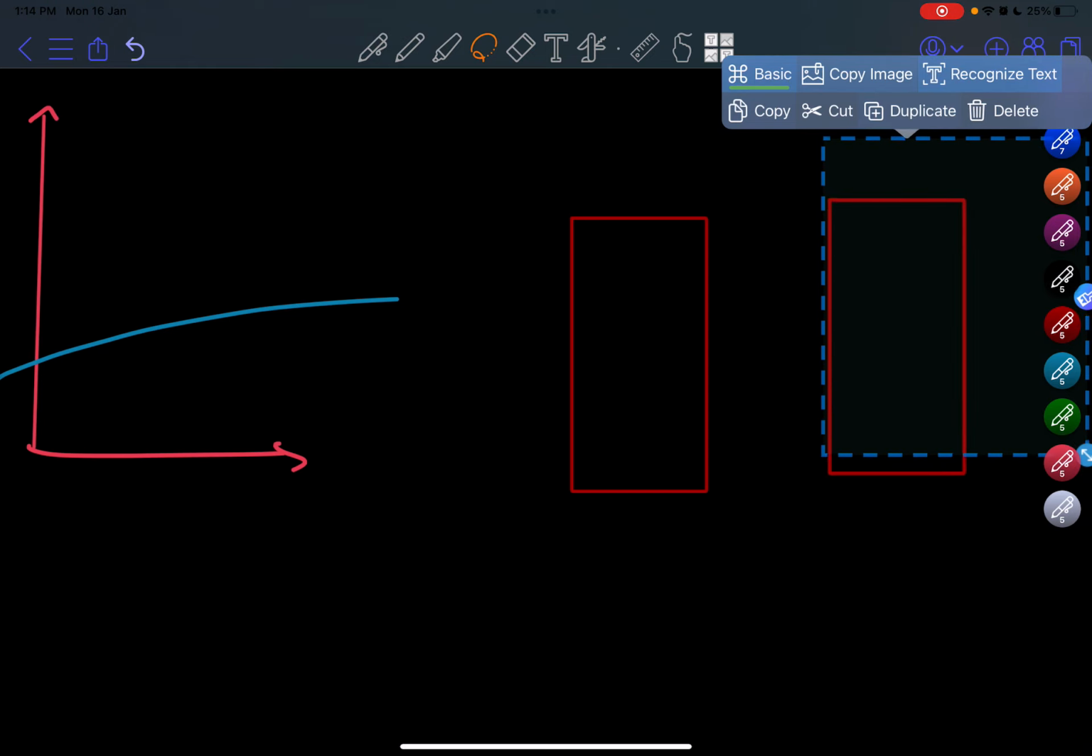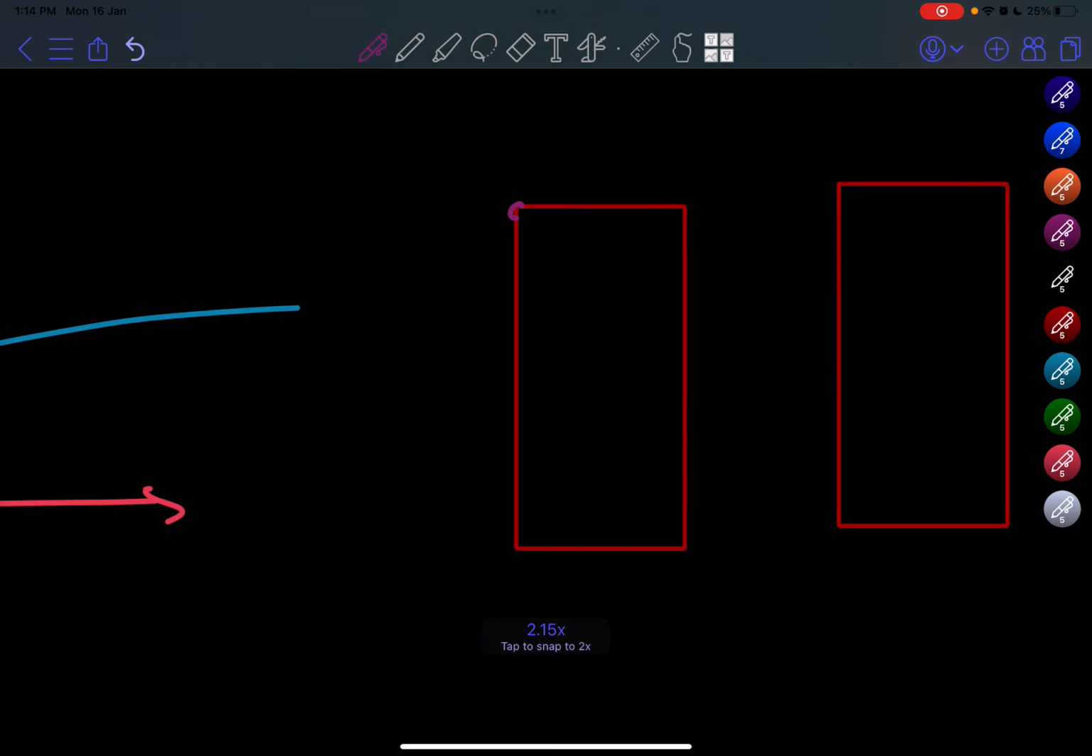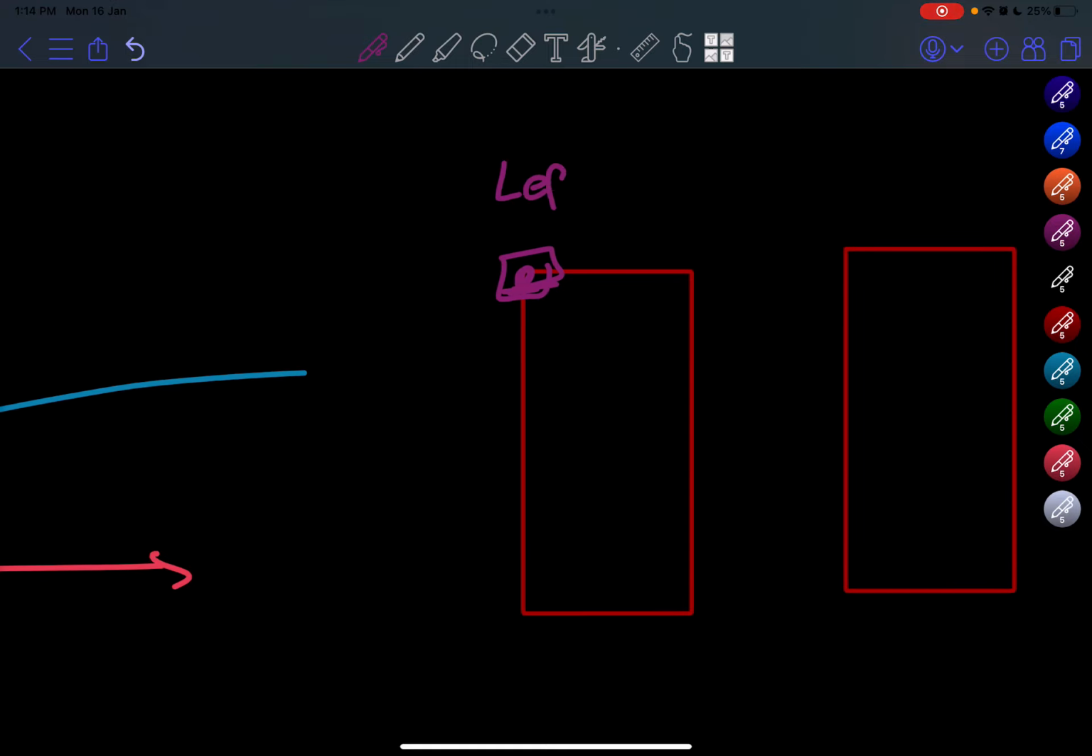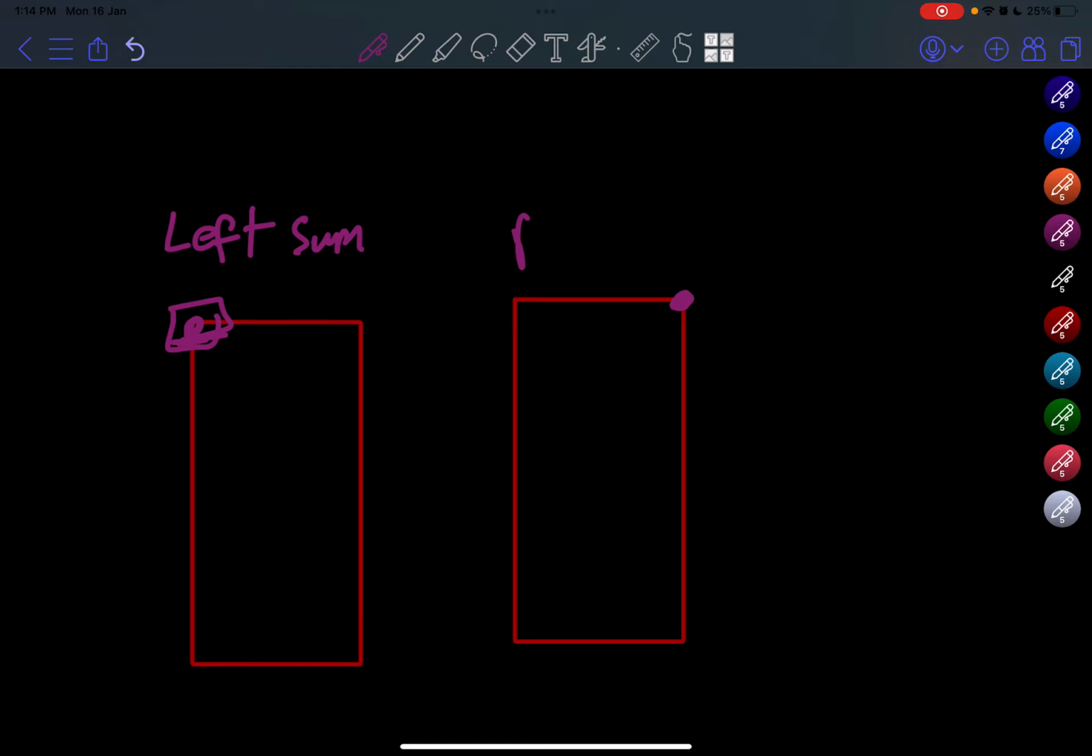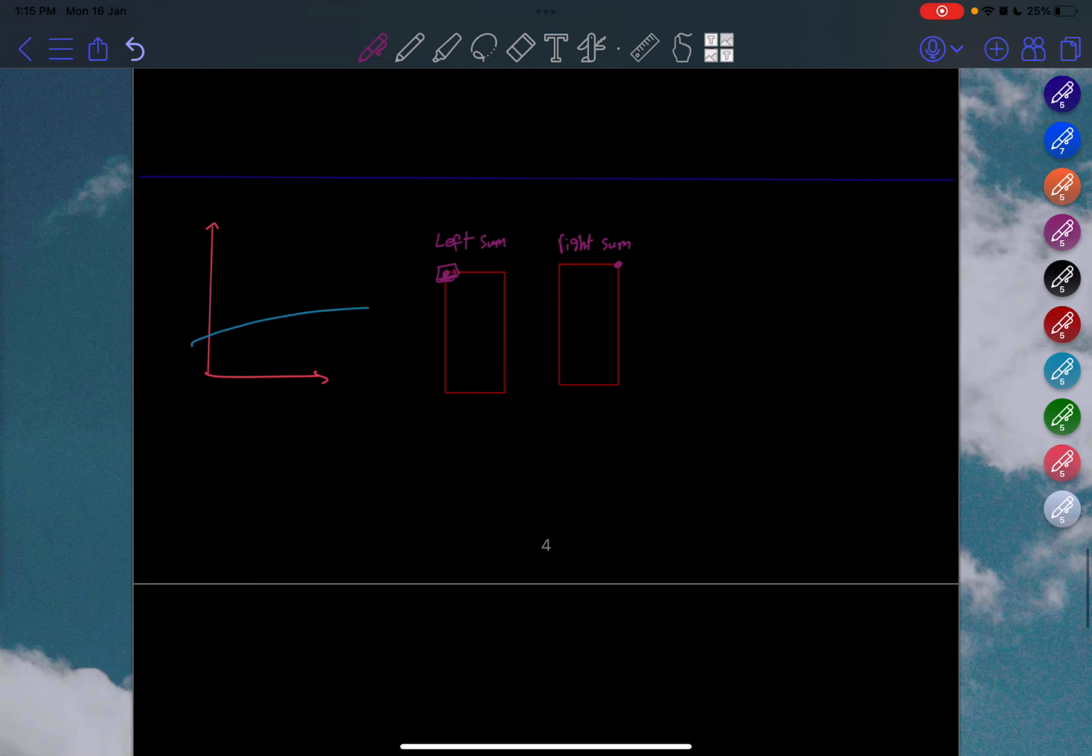So when the curve first hits the left side, so this is the left side of the rectangle, right? When the curve hits the left side of the rectangle first, we call this left sum. But in case it hits it first on the right side, we call this right sum. This is for the first skill.